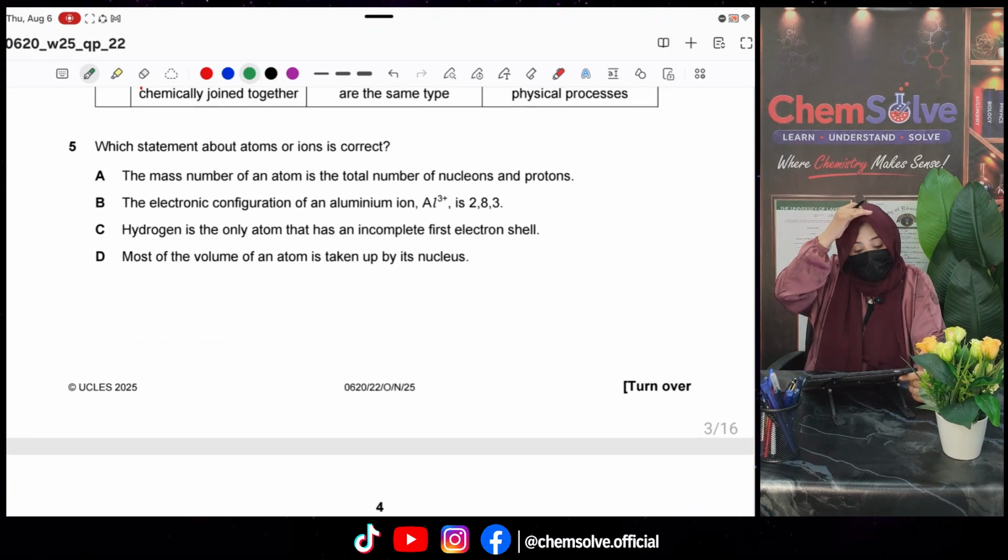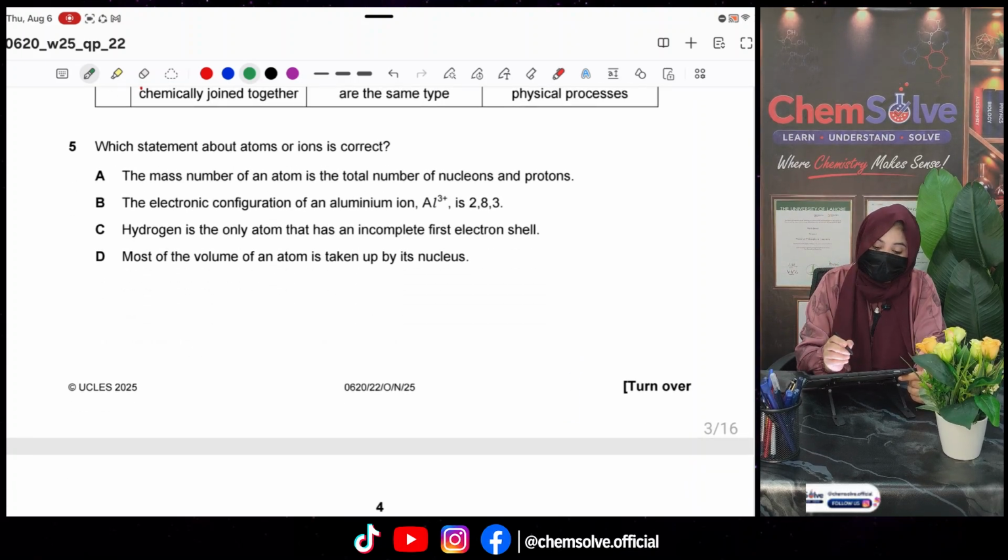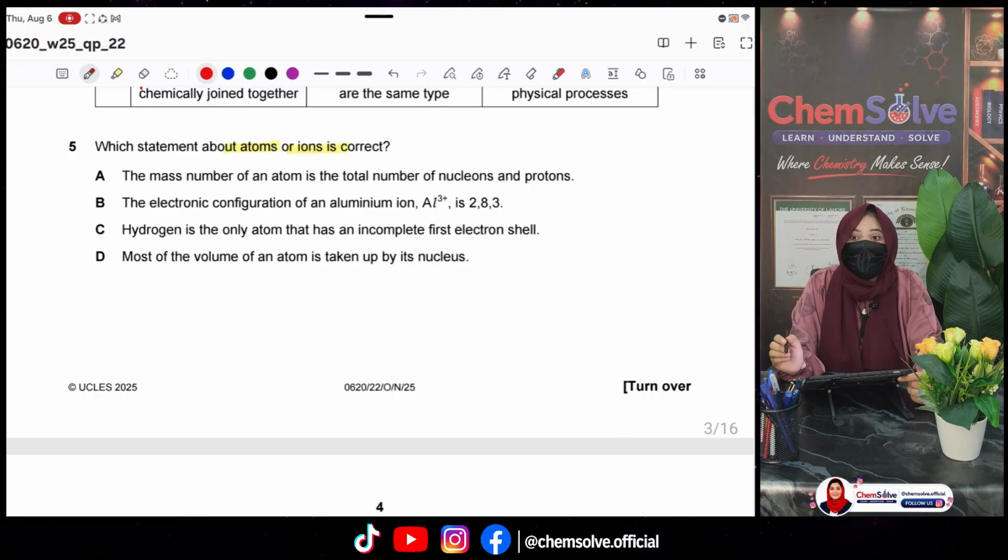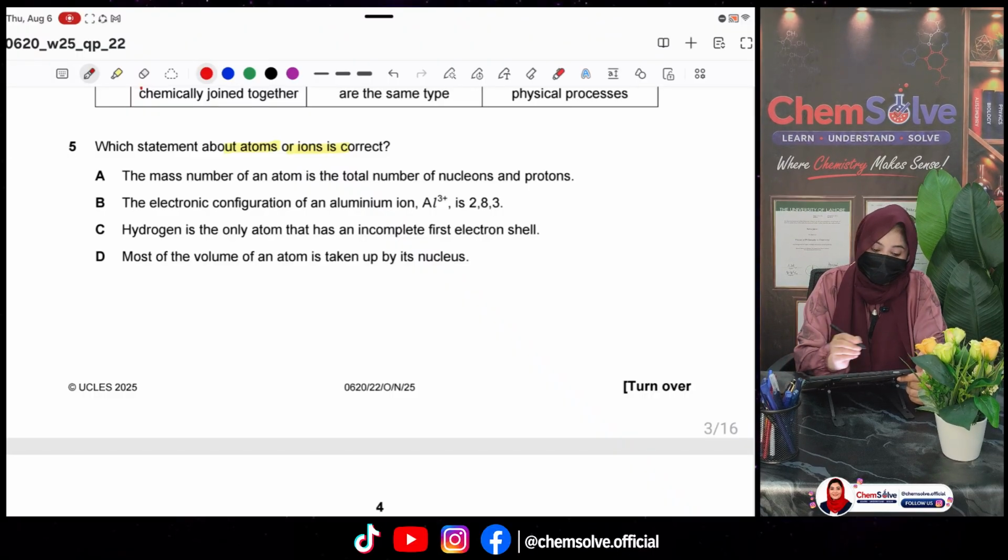Okay. Now question number 5, which statement about atoms or ions is correct? So we have to look at the atom, and also at the ions. The mass number of an atom is the total number of nucleons and the proton number? Not at all. The mass number of an atom is the total number of neutrons and protons.